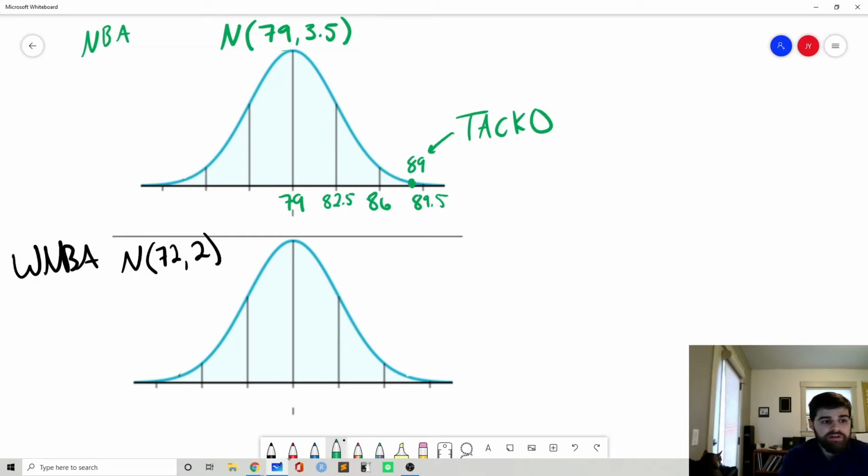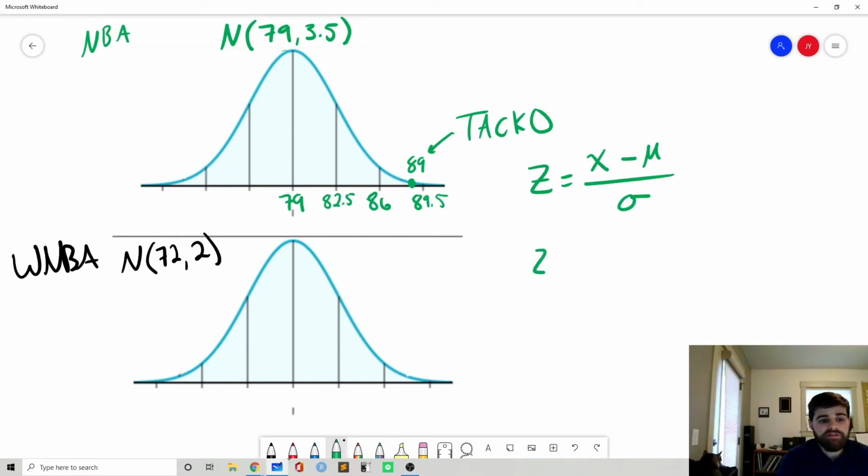We can describe where Tacko is using something called a z-score. We know z-scores is where we take the observation, in this case Tacko, we subtract the mean, and then we divide by the standard deviation. So essentially it's going to tell us how many standard deviations away from the center Tacko is. We can already see what the answer is going to be. It's more than 2, but less than 3. So I'm looking at like 2.75 maybe.